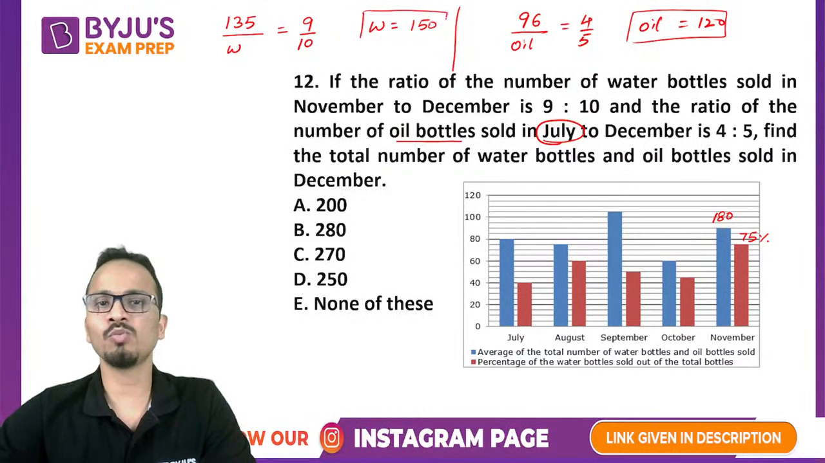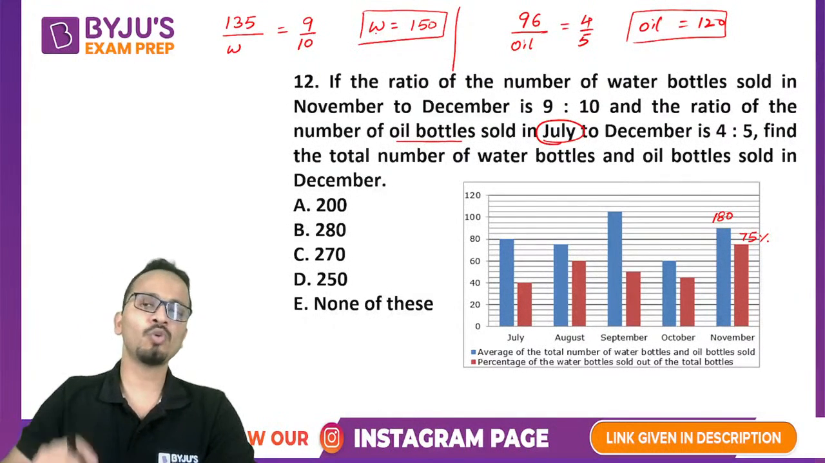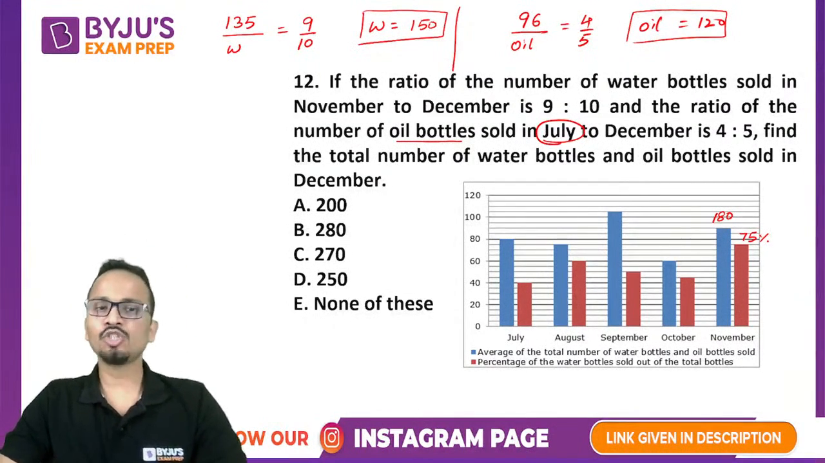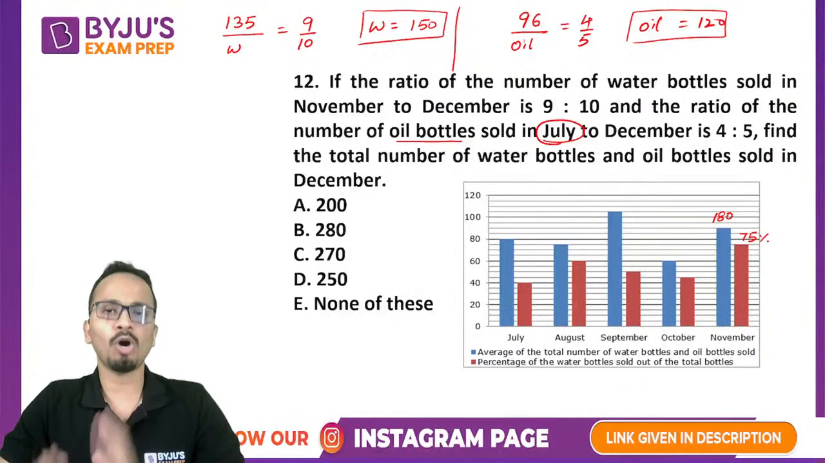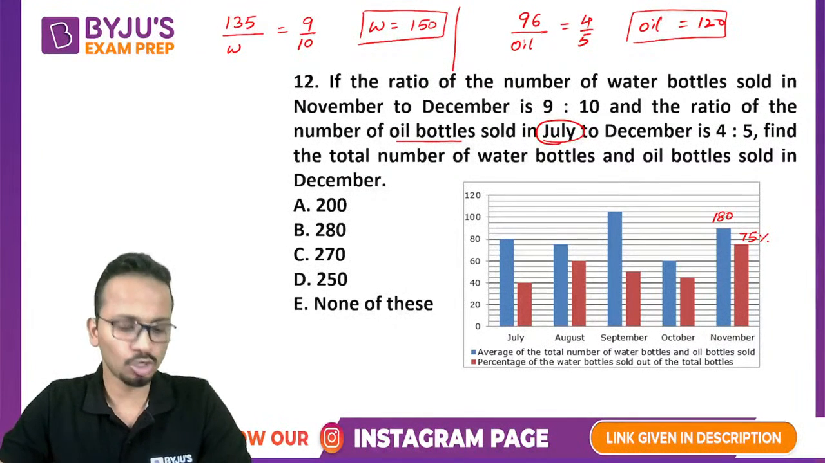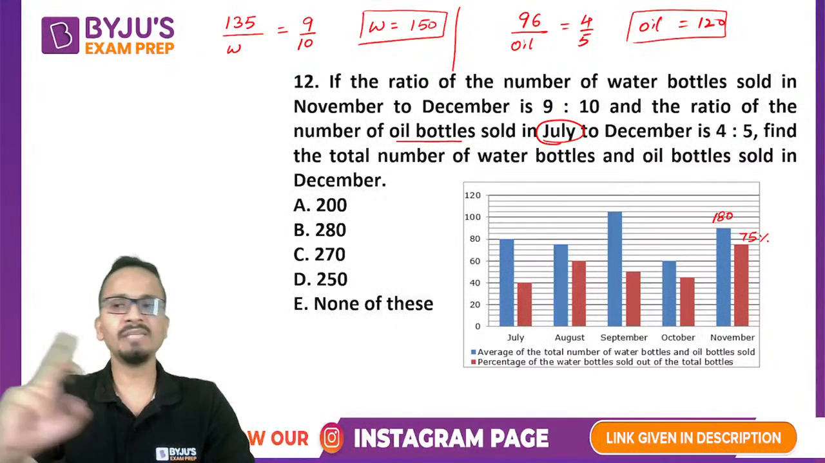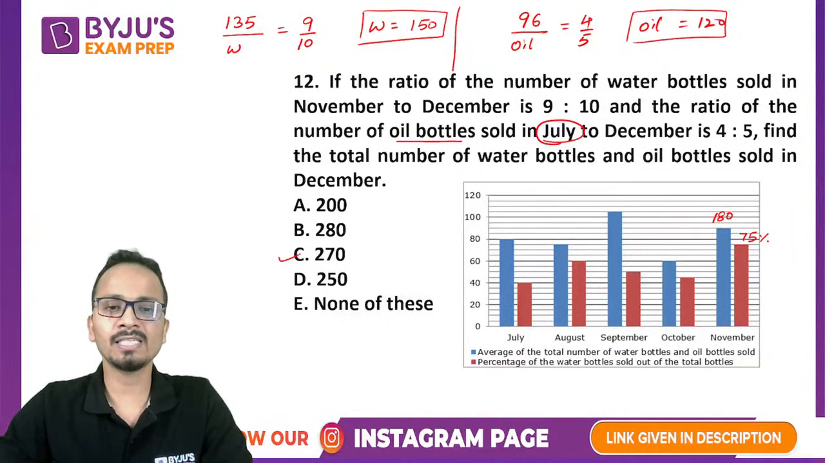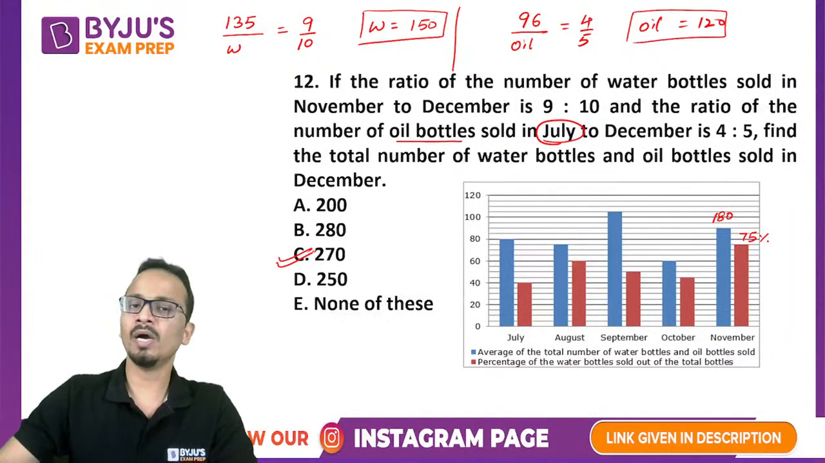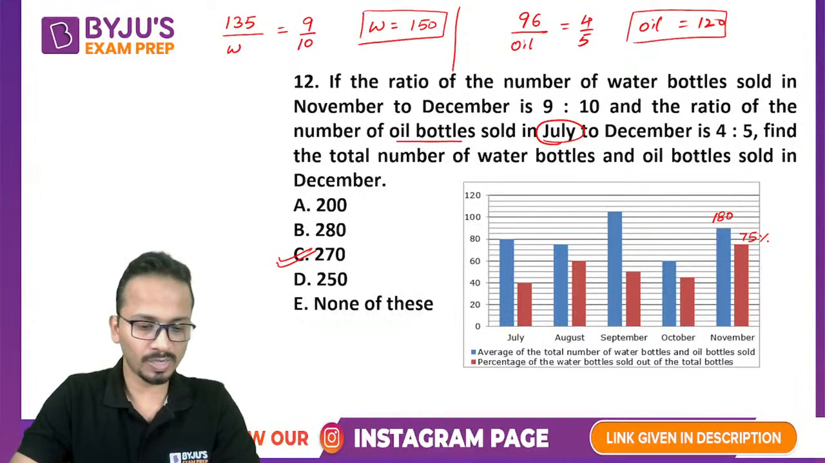So water bottles is 150, oil bottles is 120. Adding these two will give you the total number of bottles that were sold in the month of December. So 150 plus 120, that is 270 will be the correct answer for this one.